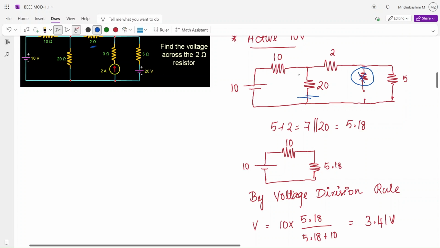So whatever voltage is passing through this 20 will be the same as what passes through the 2 and 5, the 7 ohm basically. First we'll find what voltage is passing through 20 by the voltage division rule. So first we'll add this 5 and 2, which is 7, that is parallel to 20, giving 5.18. So first we'll see what voltage is passing through this 5.18 by the voltage division rule.